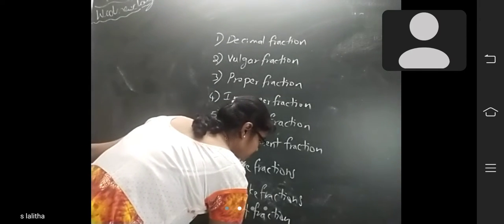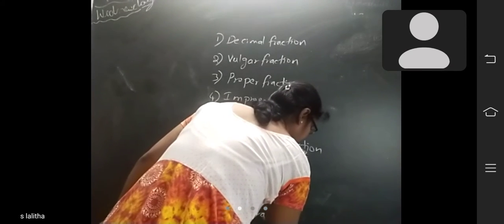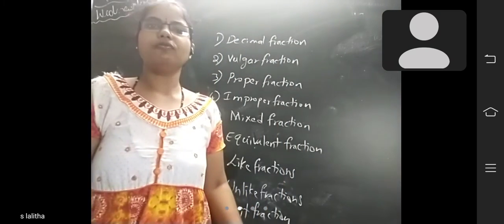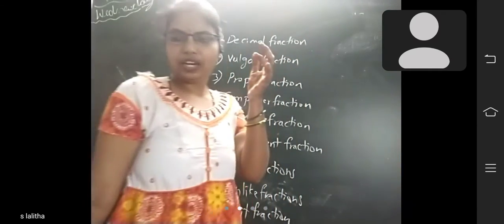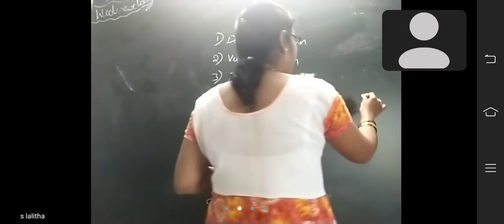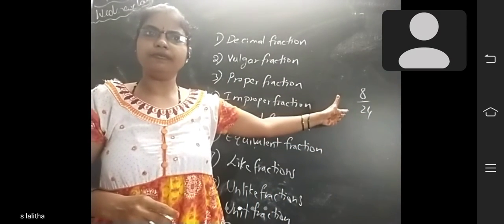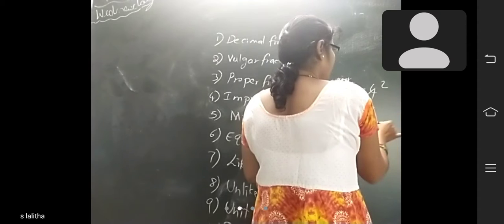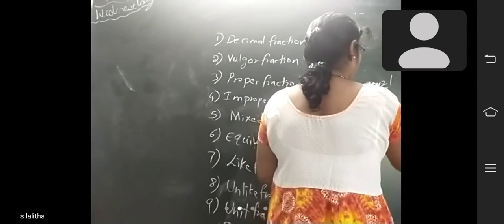Irreducible fractions. What are called irreducible fractions, children? Suppose you have to take any one fraction. Suppose see 8 by 24. Can you convert it to lowest fraction? Yes. 2 4s are 8, 2 12s are 24. Again 2 2s are 4, 2 6s are 12. Again 2 1s are 2, 2 3s are 6. 1 by 3.